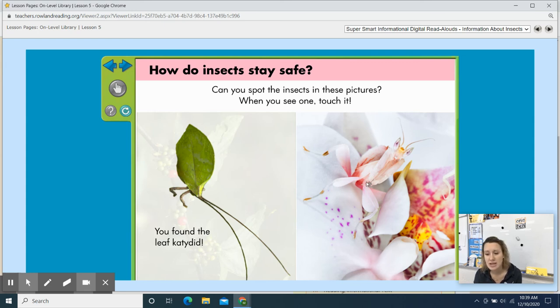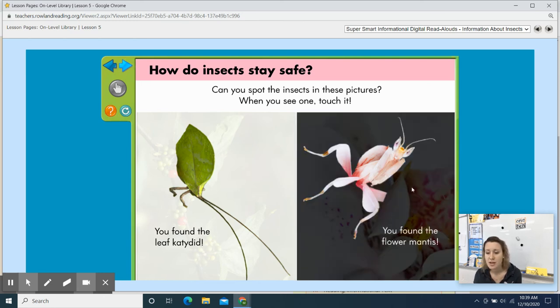All right, now where do you see the bug on this page? Do you see it in the flower? You found the flower mantis. Look at it. It looks just like the inside of a flower, doesn't it? But here are his legs, his head, his antenna. God gave them camouflage.